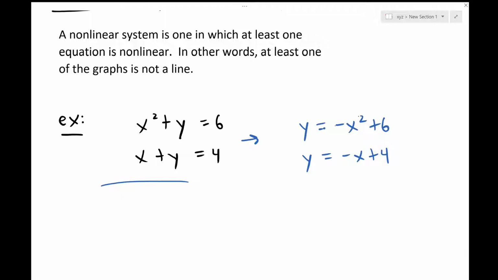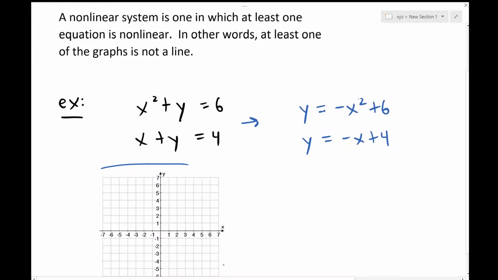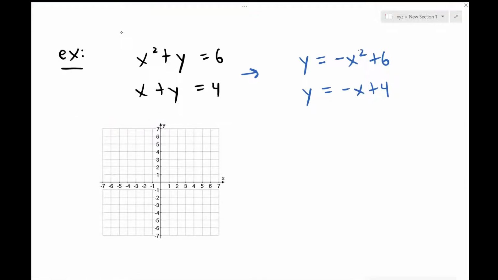Let's take a look at the graph of this system. For our first equation, we have a parabola. The vertex would be at (0, 6), since we're just shifting the graph up 6 units, and it's opening downward. So it would be an upside down parabola that looks something like this. Then we also have the equation y is equal to negative x plus 4. That would just be a line. Its y-intercept would be at 4, and then we have a slope of negative 1, so just counting down 1 and over 1, you can see a graph that looks like this.